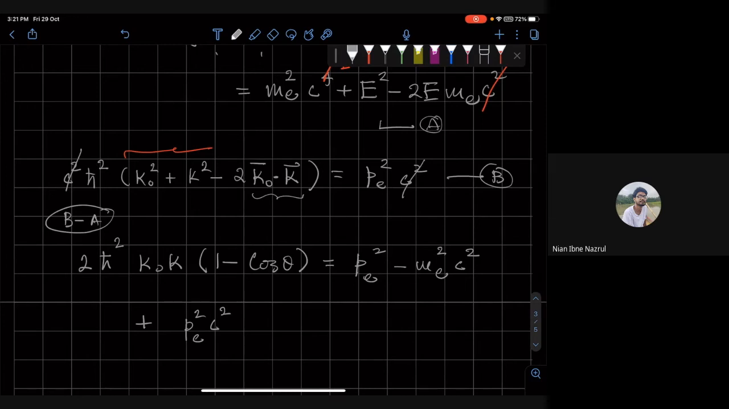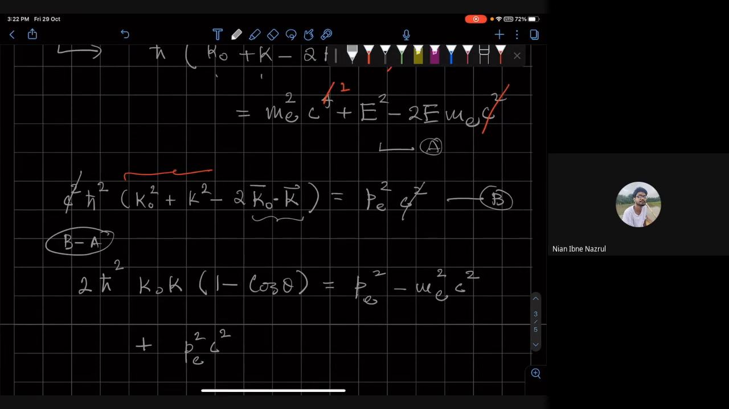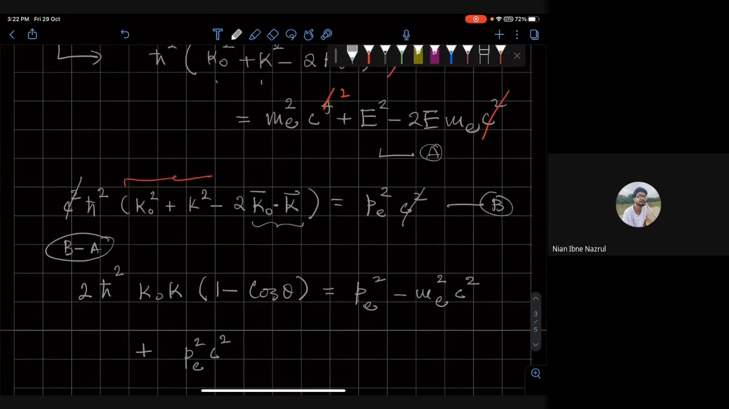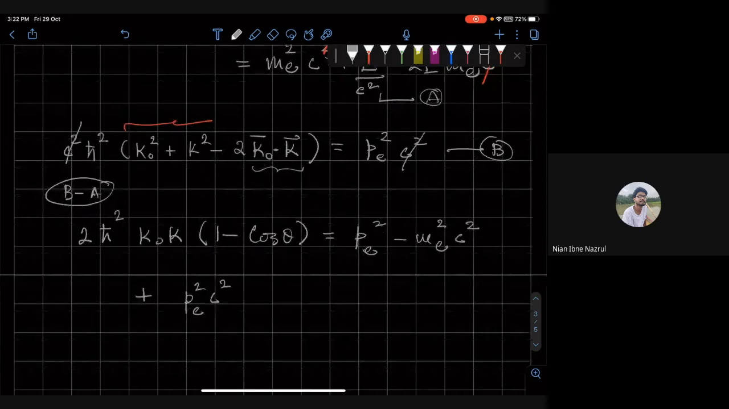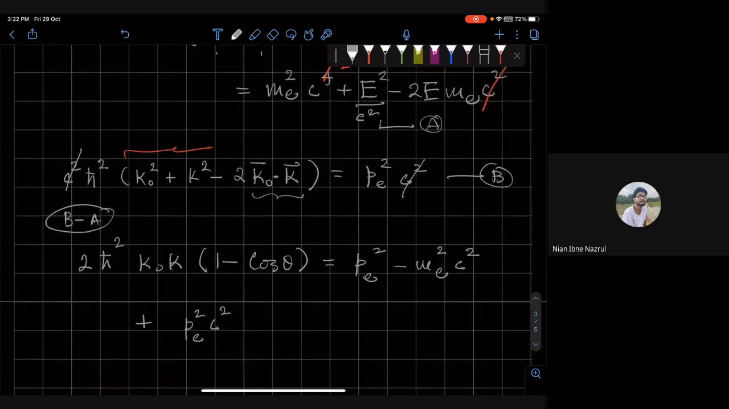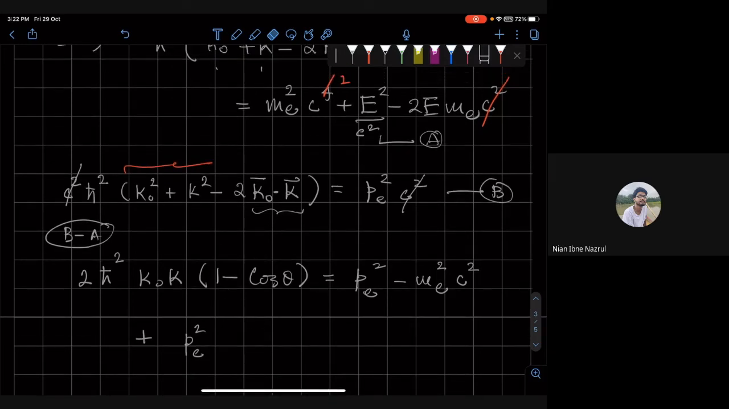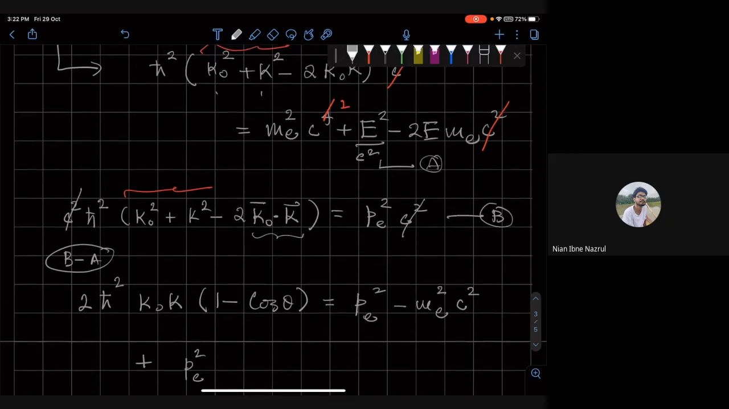Sir, it should be e squared by c squared in A because we were dividing by c squared on both sides. So yeah, I forgot the c squared here, right? Yes, sir. Thank you very much. Then this c squared should not be there. No, it should just be c squared. Sorry. me squared c squared, right? And this should be just this, right? Okay, good.